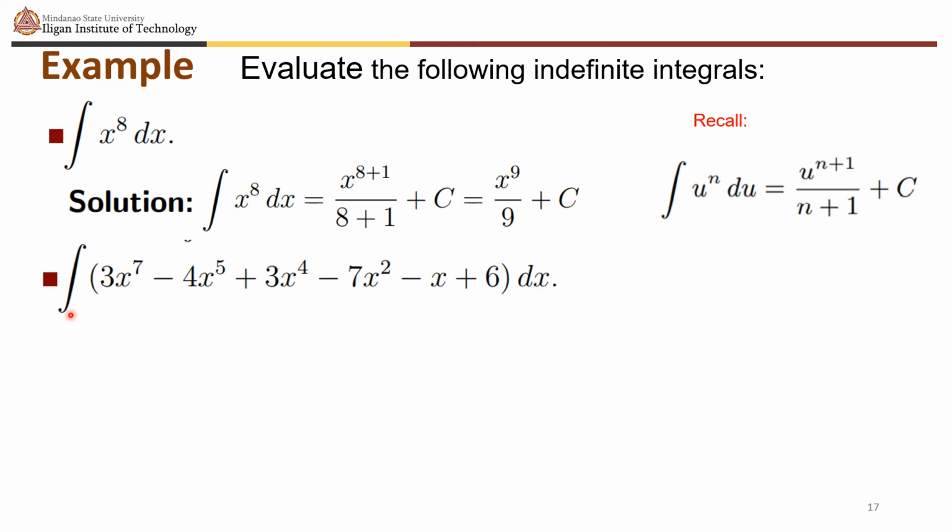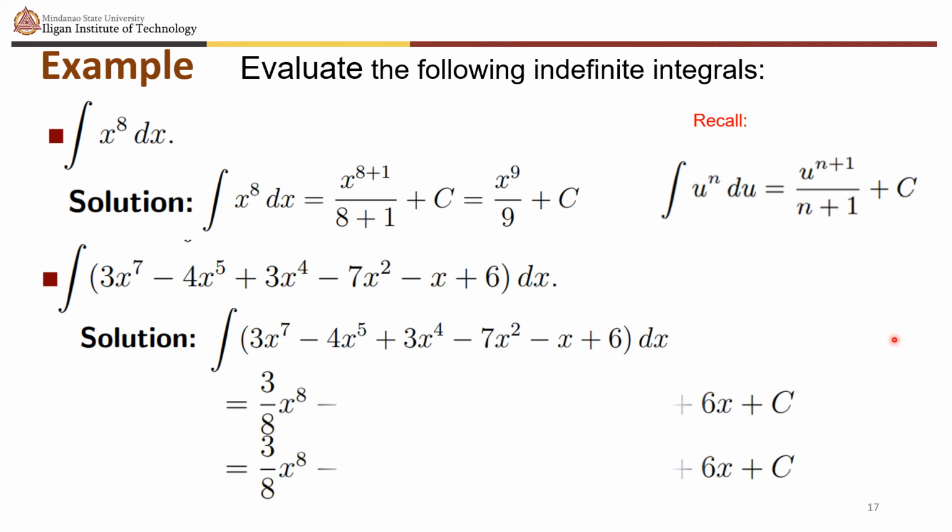We're asked to evaluate the integral of 3x to the 7 minus 4x to the 5 plus 3x to the 4th minus 7x squared minus x plus 6 dx. Similarly, we can make use of this formula here.